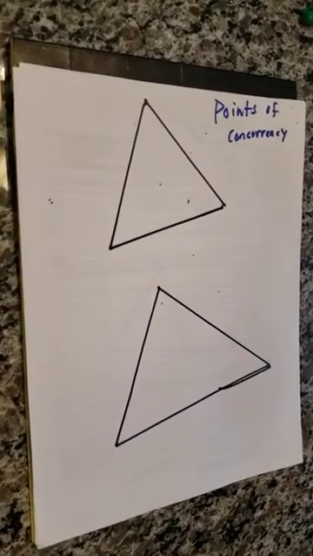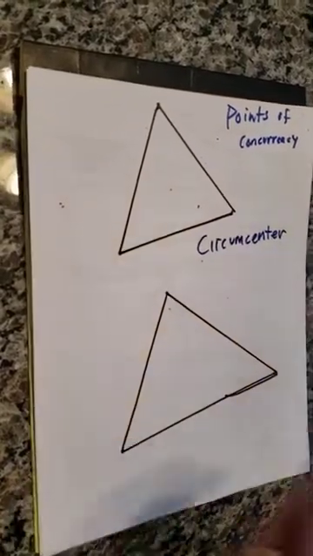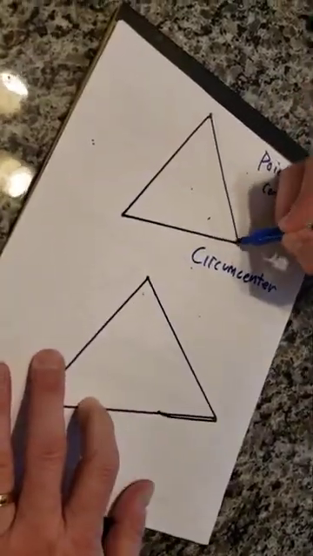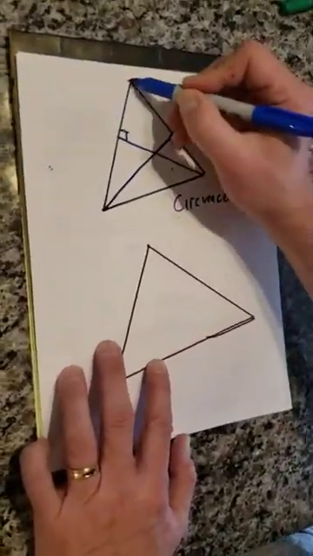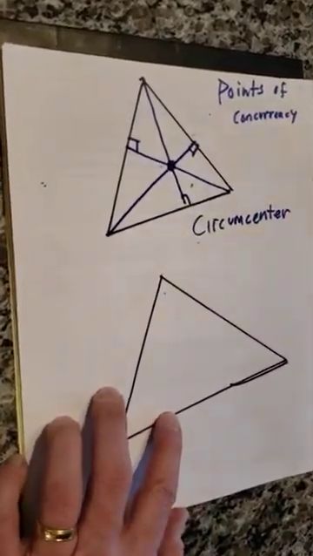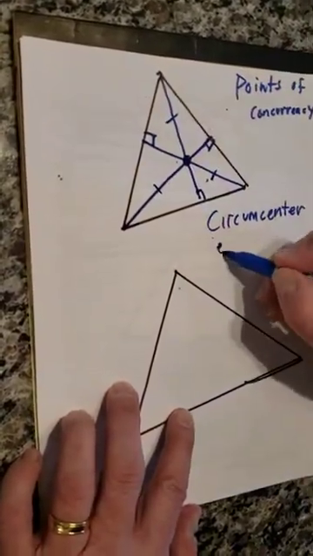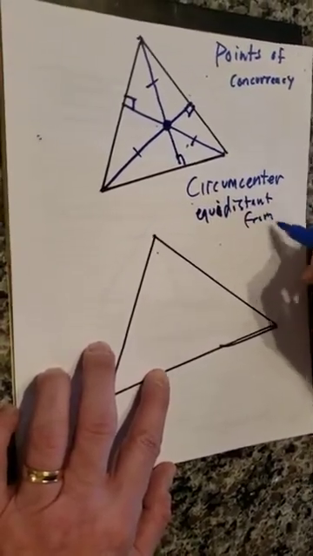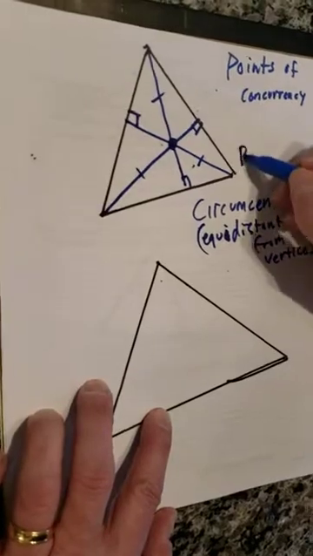The first is called a circumcenter. And a circumcenter is where the perpendicular bisectors are going to meet. So if we drew a perpendicular bisector of this triangle here, we would draw 3 of them. And this point here would be called the circumcenter. And what's important about the circumcenter is that it is equidistant from the vertices. And again, it is made up of perpendicular bisectors.